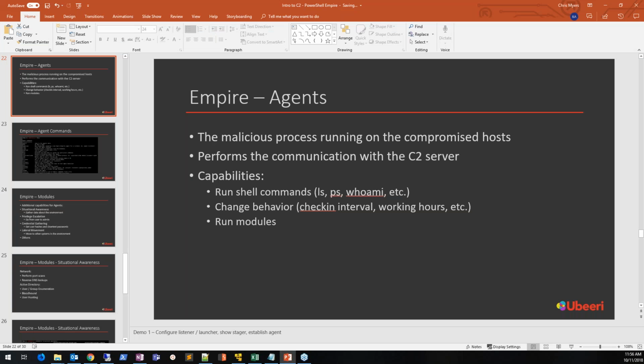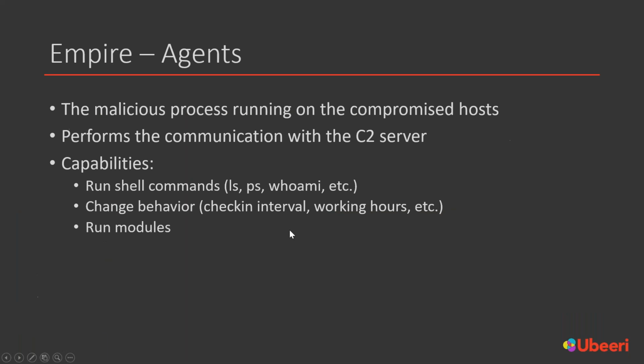All right, so we have our agent now. So agents are the malicious processes that run on the compromised host, and they do all of the orchestration between your compromised host and your C2 server. So they can do a bunch of stuff kind of built in without using any modules. So you can run different shell commands like list contents of the directory or list running processes, check what user that your agent is running as, pretty much all the normal command prompt behavior it can handle.